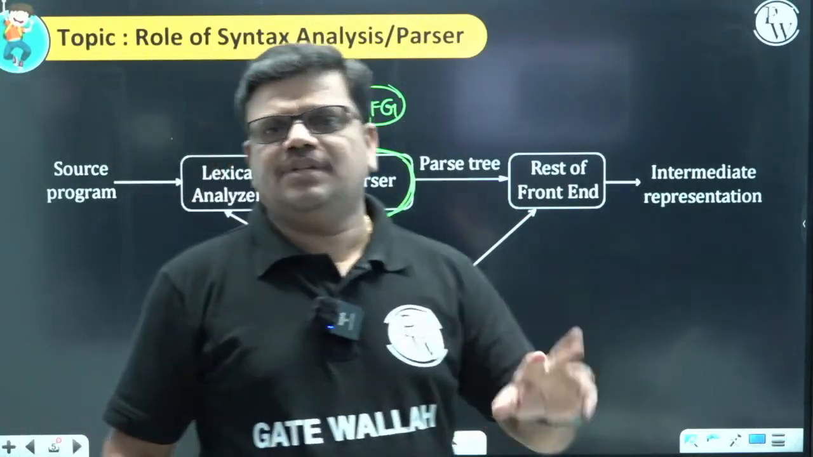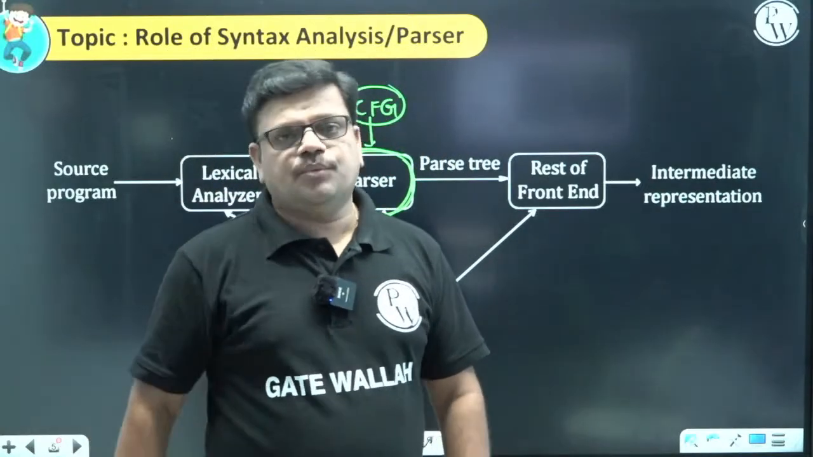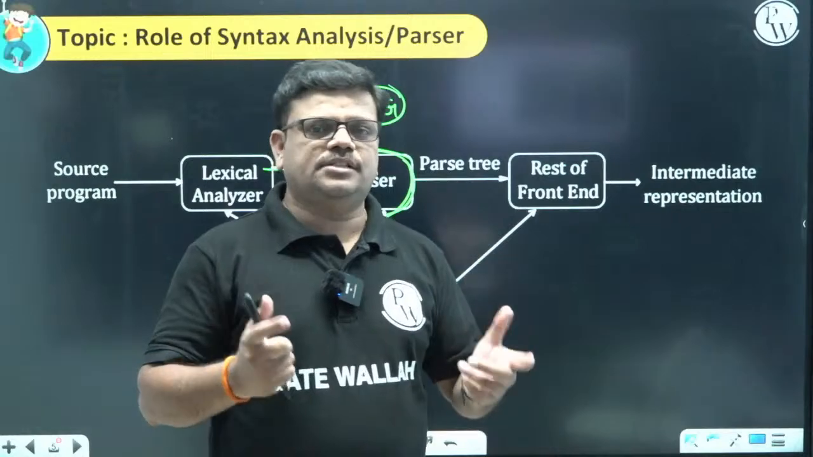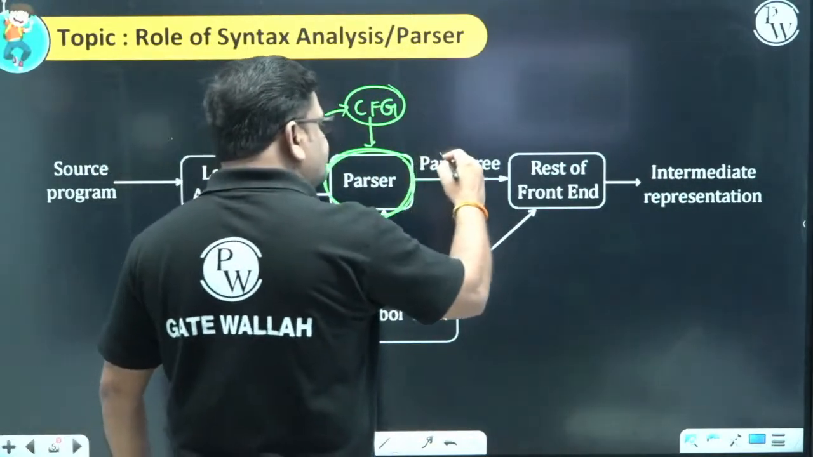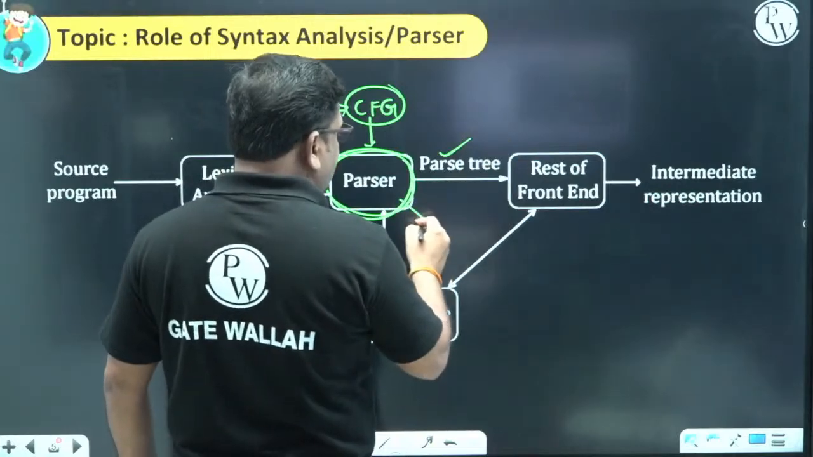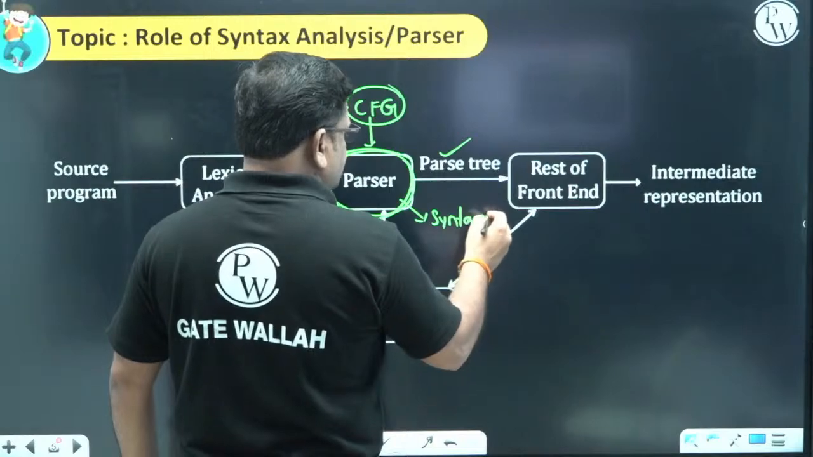Like this, two names are there for this syntax analyzer. One is syntax analyzer, the second one is called a parser. So the name of this program is like this. The output of this one is a parse tree for valid syntax. If the syntax is invalid, it generates a syntax error as output.